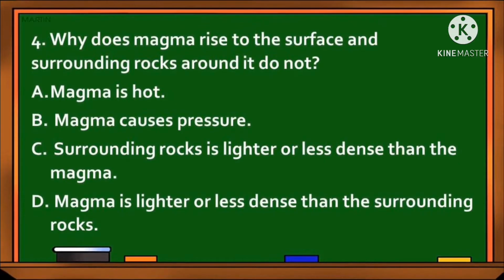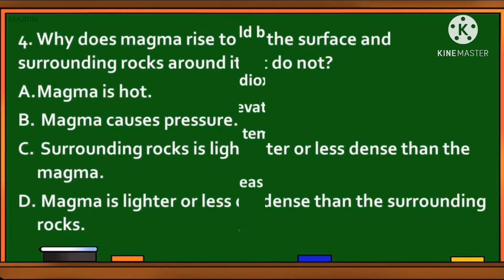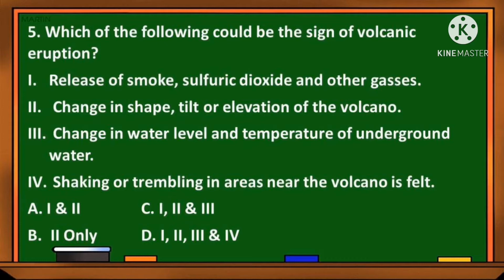Number 4. Why does magma rise to the surface and surrounding rocks around it do not? A. Magma is hot, B. Magma causes pressure, C. Surrounding rocks is lighter or less dense than the magma, D. Magma is lighter or less dense than the surrounding rocks. Proceed to answer.